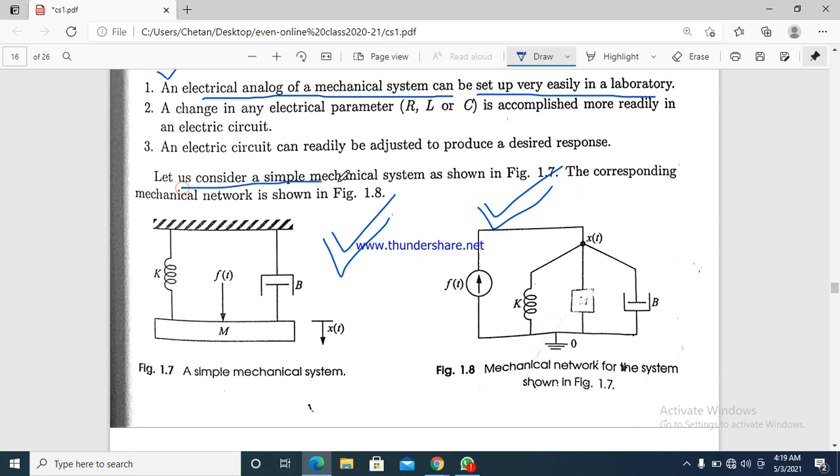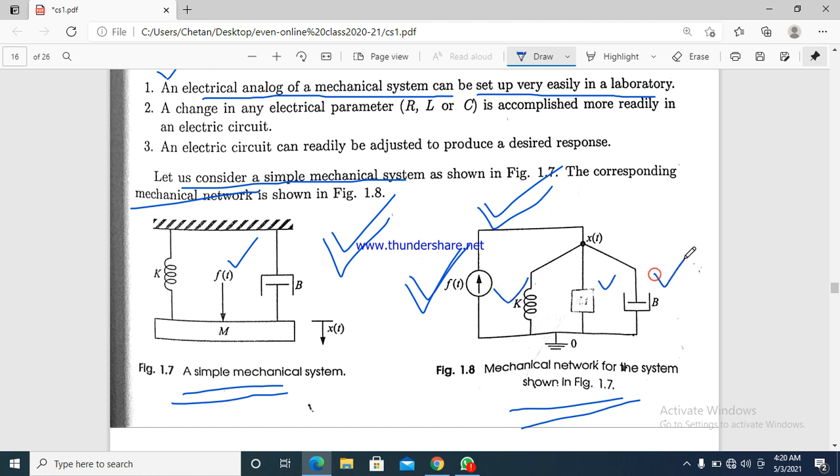Let us consider the simple mechanical system and corresponding mechanical network. As we have seen in previous problem, if you are having any mechanical system, we will represent this one by a mechanical network. Force F of t is represented by this current source F of t. Mass M is represented here and spring is also represented and the dashpot is also represented by the D.